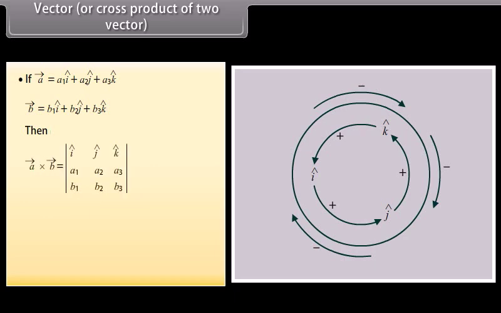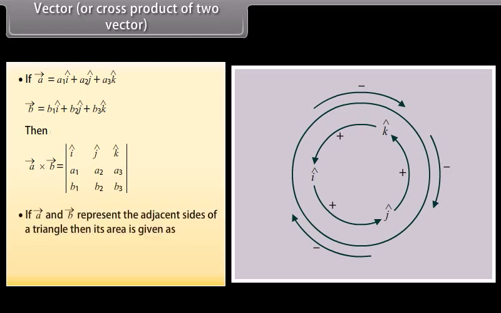then the vector product of A and B is equal to the determinant of row-wise: first row î ĵ k̂, second row A1, A2, A3, third row B1, B2, B3. If vectors A and B represent the adjacent sides of a triangle, then its area is given as 1 upon 2 into the magnitude of the vector product of A and B.